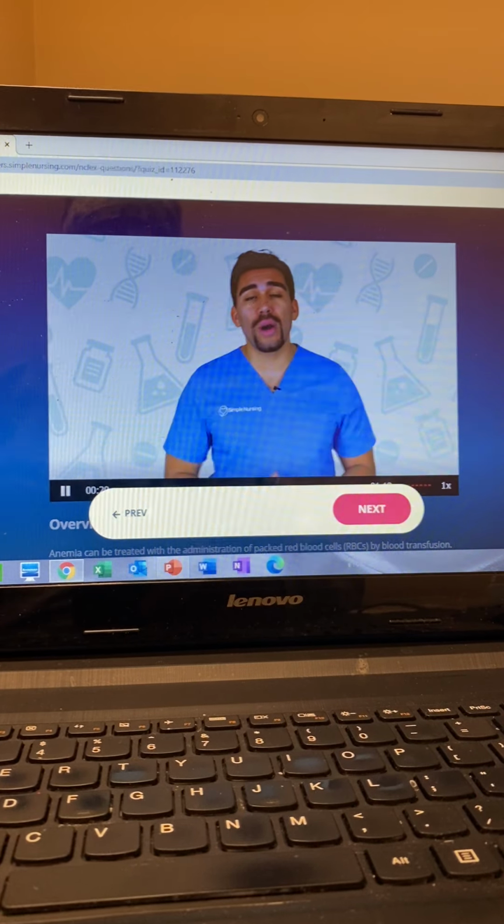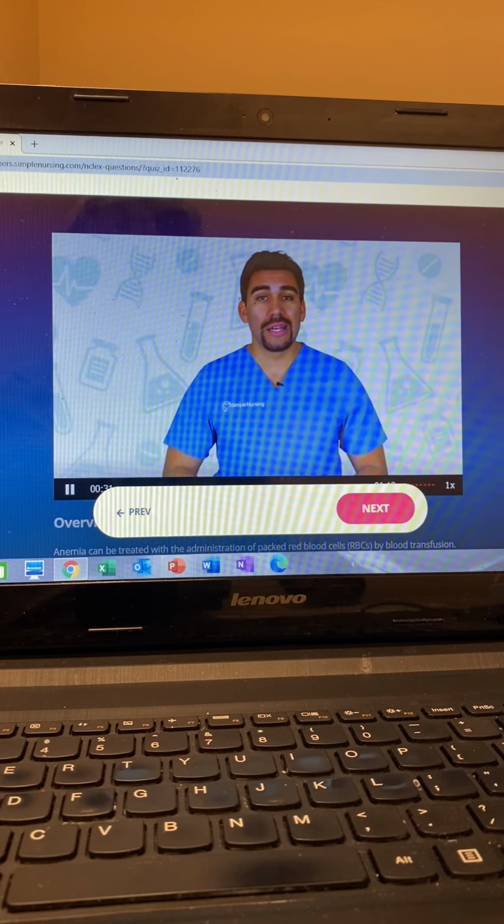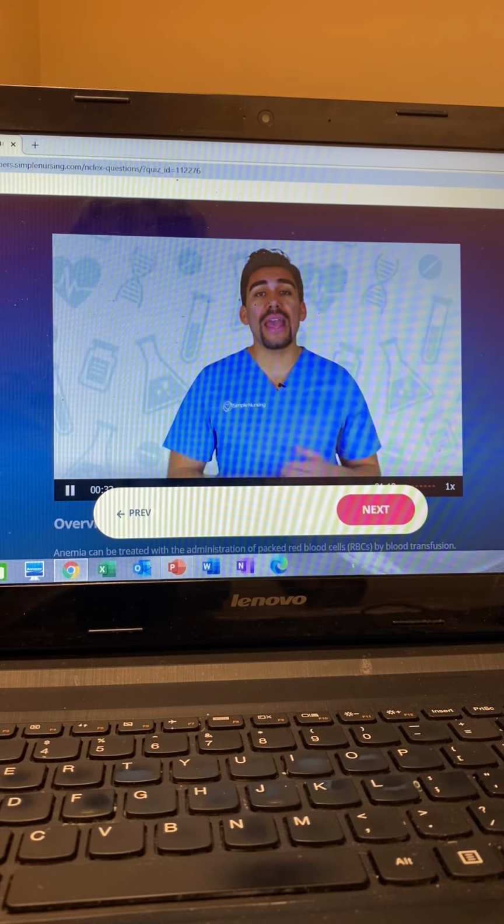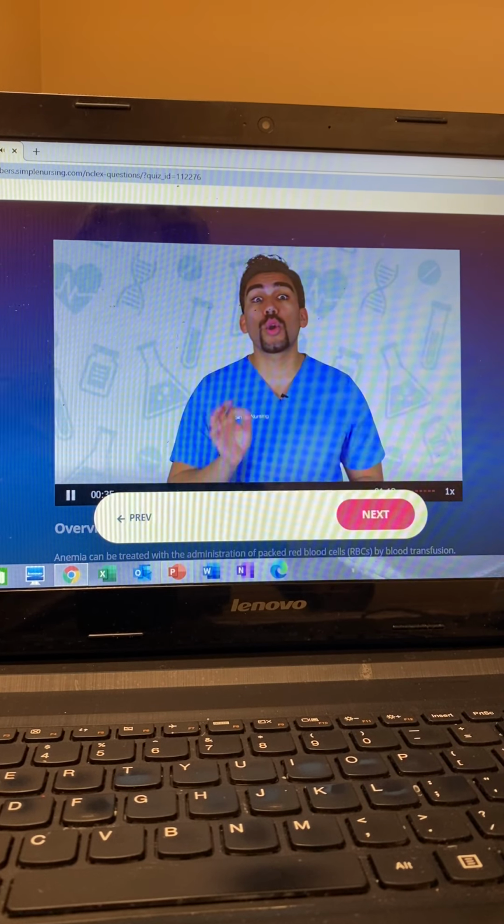So options number 1 and 2 are incorrect. Blood is not to be connected with any other fluid except normal saline, guys.